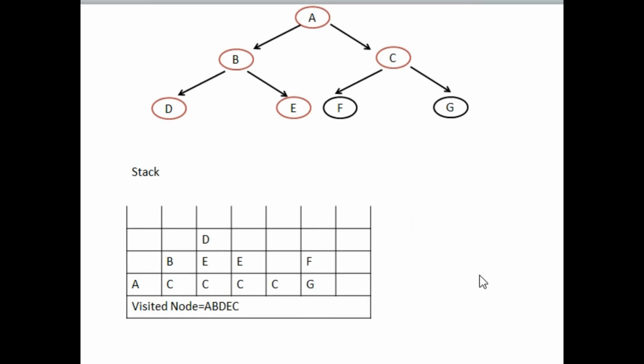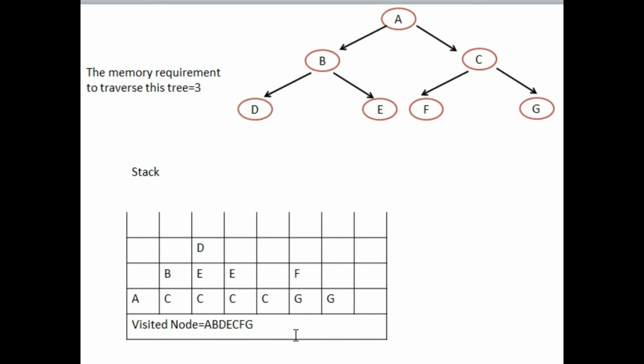Then I will pop this node F and I will check whether it is a goal or not. Then there is only the G node, so I will pop the G node, and here is the result of traversing a tree which has branching factor 2 and depth also 2. The memory requirement for traversing this tree by using depth first search is 3. For this same example, for BFS the memory requirement was 4. So look at the memory difference between DFS and BFS.